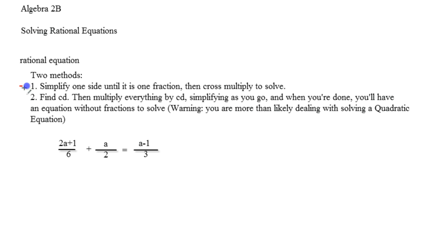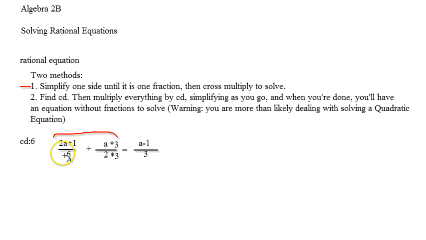So the first method: simplify one side until it is a fraction, then cross multiply to solve. If there's already one fraction on both sides, just cross multiply and you're done. But on this one, I'm going to simplify this rational expression by adding these two fractions. First I need to find the common denominator, and it's going to be 6, because 6 goes into 6 and 2 goes into 6 as well. So I need to multiply the top and bottom of this side by 3.